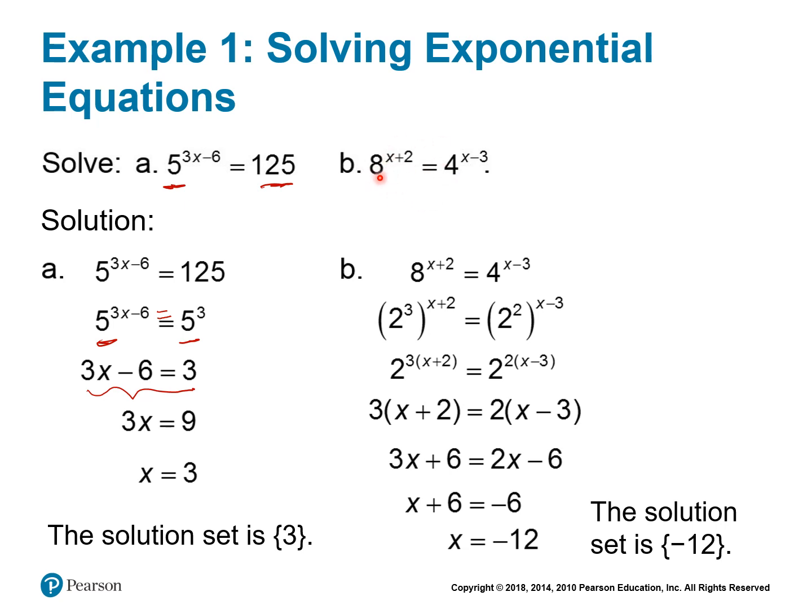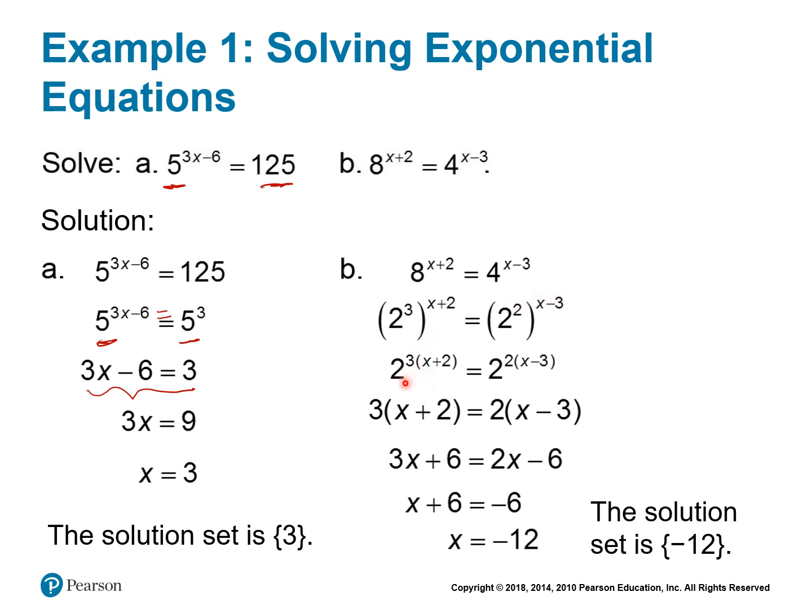So 8 can be written as 2 to the power 3 and 4 can be written as 2 to the power 2, and then we'll get a common base. So that's what they've done here. They've changed the 8 to 2 cubed and then put the x plus 2, and they've changed the 4 to 2 squared and given it the power of x minus 3.